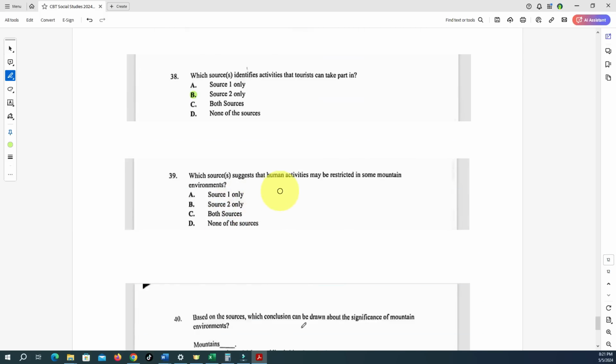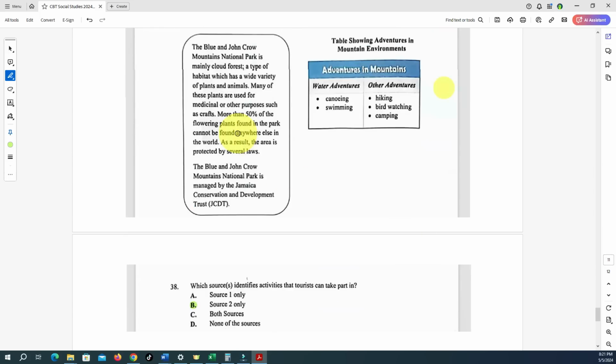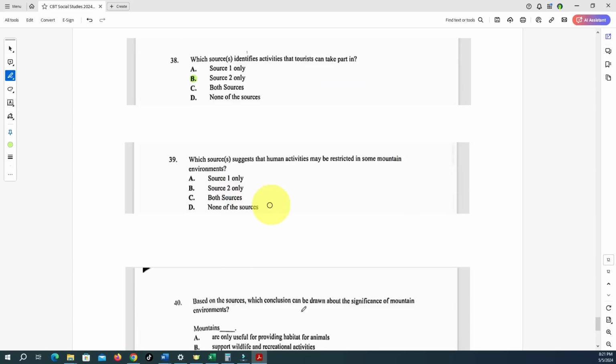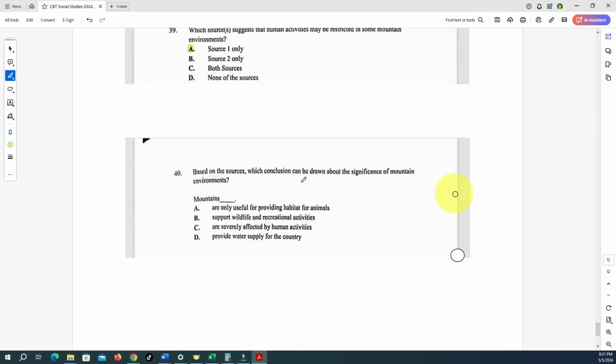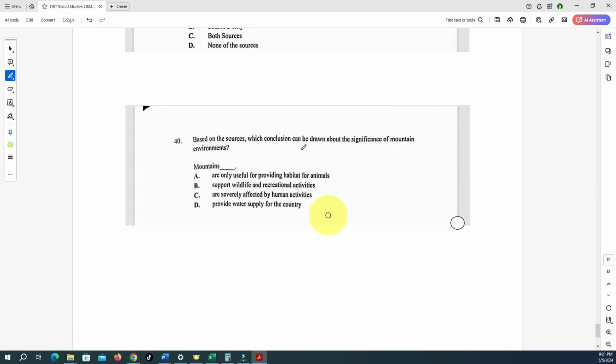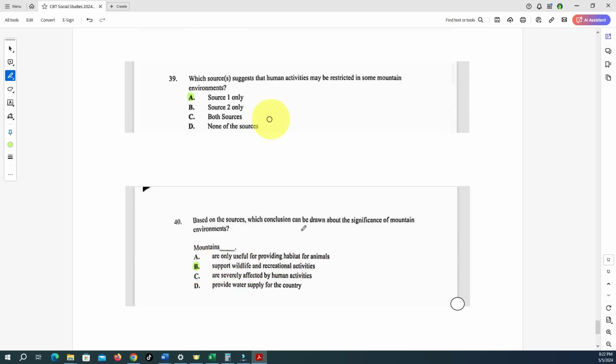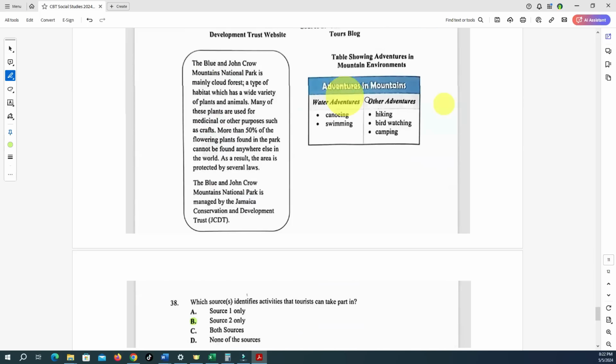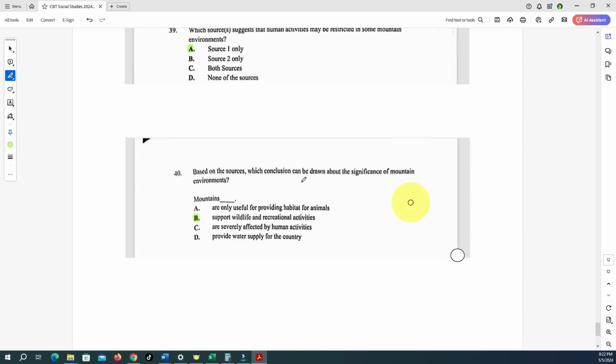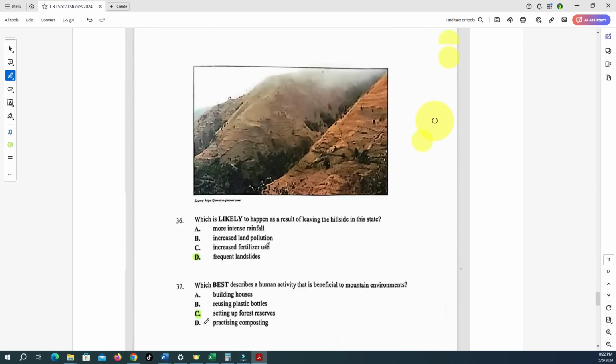39. Which source suggests that human activities may be restricted in some mountain environments? I think it's source 1. It says, as a result, it's protected by several laws. So I will say source 1. Alright. Based on the sources, which conclusion can be drawn about the significance of mountain environments? Mountains are only useful for providing habitat for animals; support wildlife and recreation. Yes, it supports wildlife over here. And then these are recreational things. So I think we have come to the end.